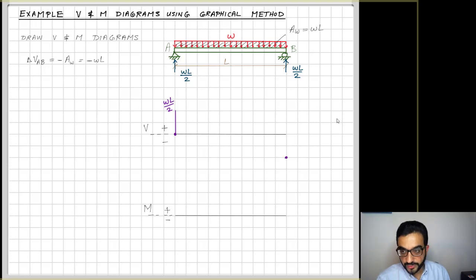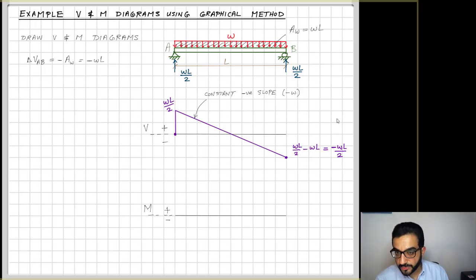So VB would equal VA plus delta VAB that I calculate, and this delta is negative, so I'm dropping by WL, which means that I end up with WL over 2 but negative. And this negative value is just before the reaction at B. Whenever I hit the reaction at B, I will hit 0.